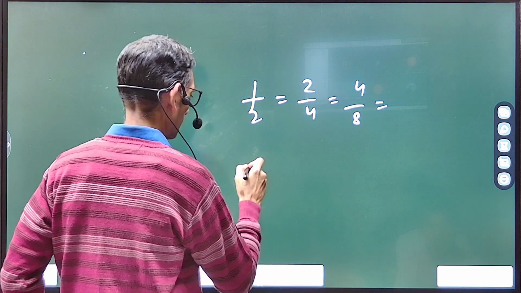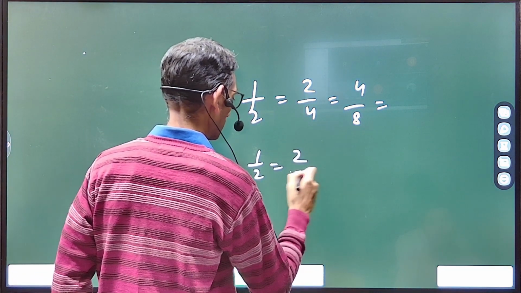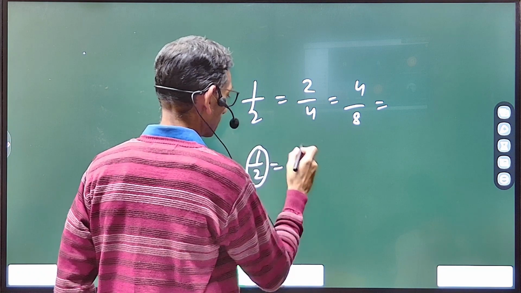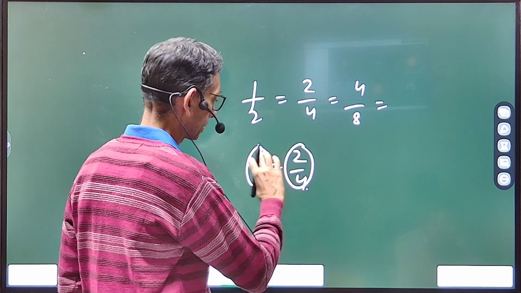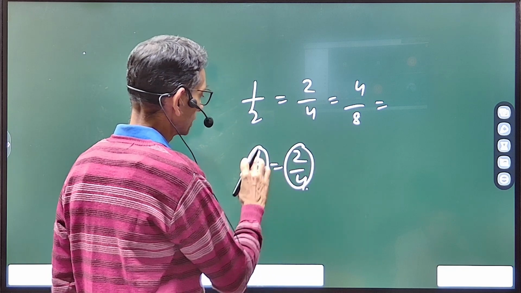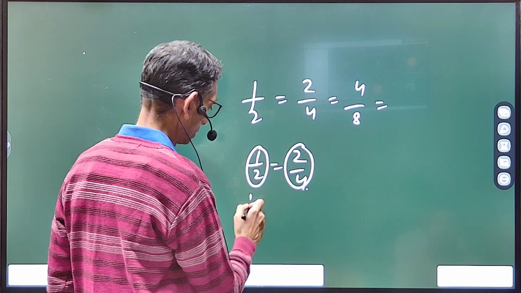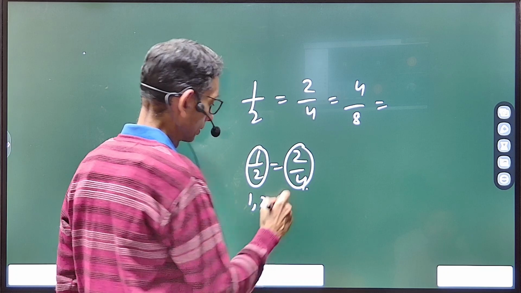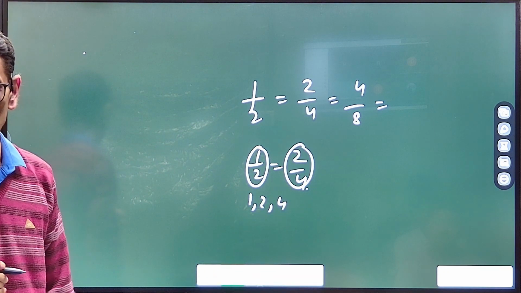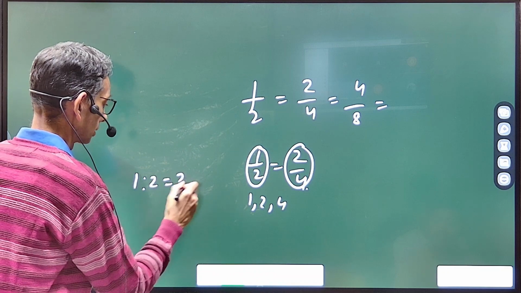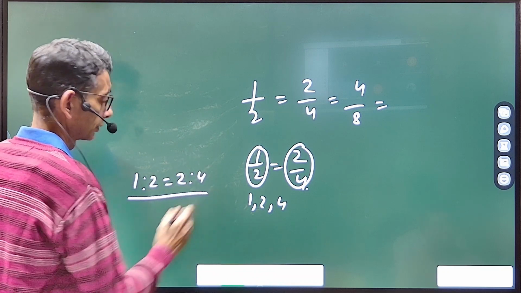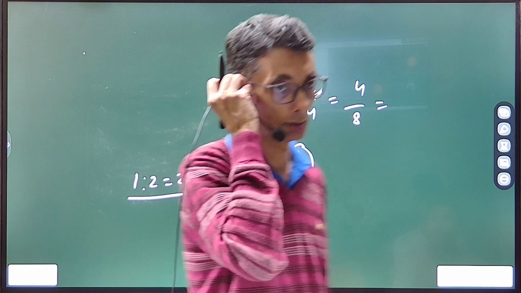Now if I talk about half is equal to 2/4, you have seen that this ratio is equal to this. So we call this a ratio, this a ratio. You are equating these ratios. That means these numbers 1, 2, and 4 are in proportion. Because 1:2 is equal to what? 2:4.